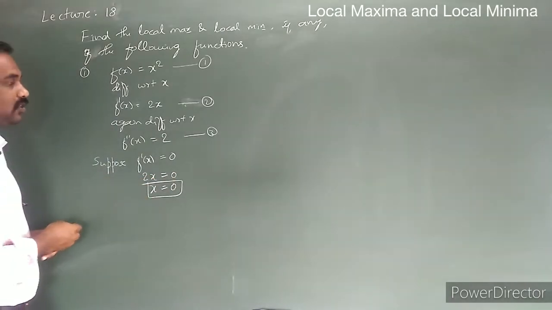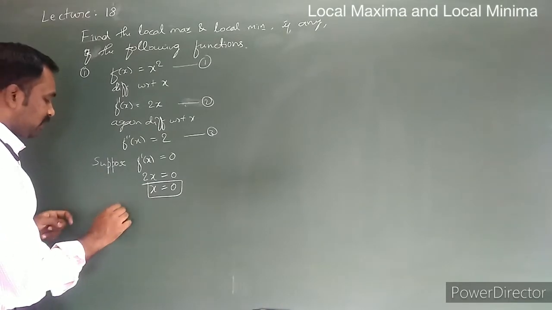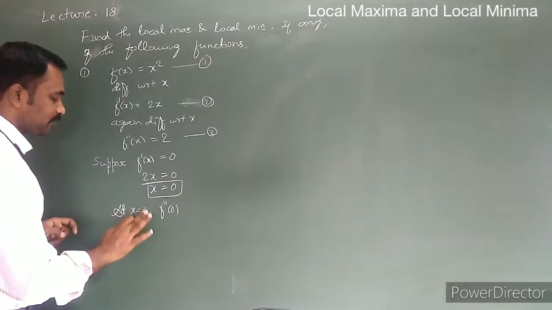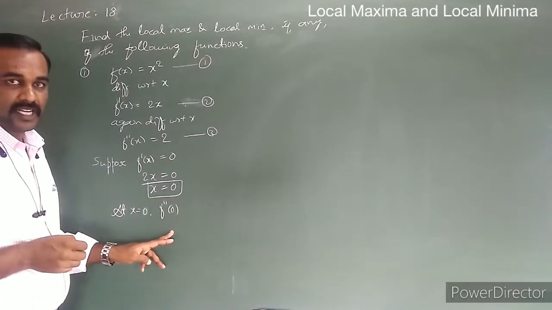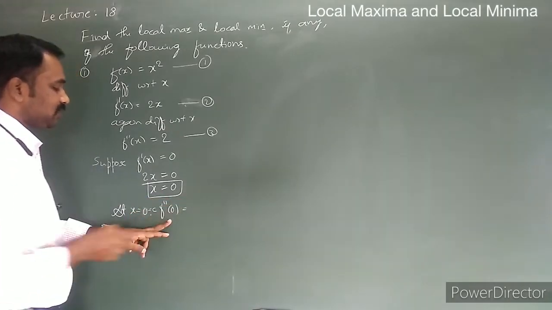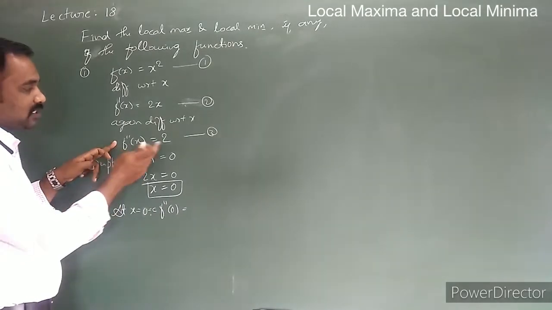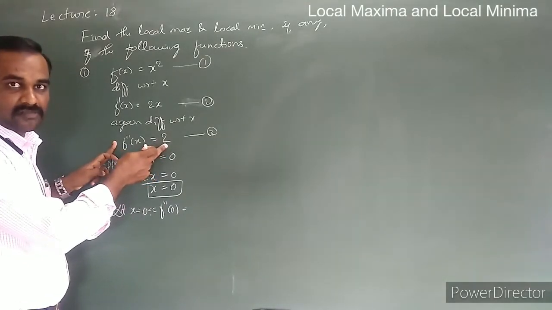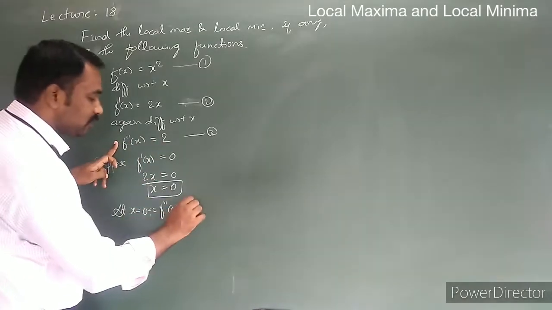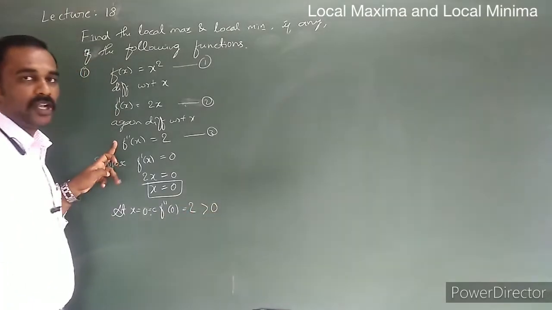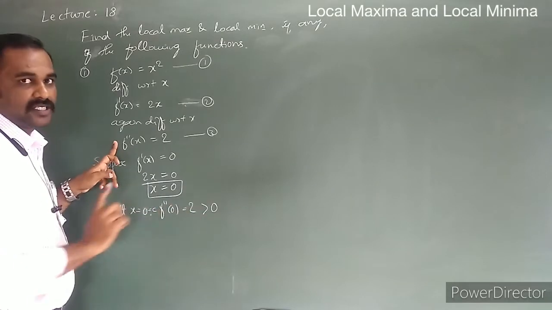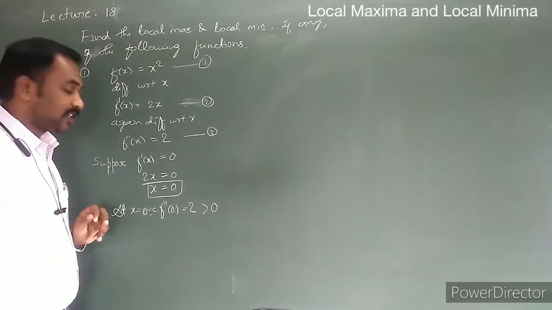At x equal to 0, what is f double dash of x, or f double dash of c? The c value is 0. f double dash of c is 2, the right-hand side is independent of x, a constant term. Whatever the x value, it is always positive because it is a constant function. So it is 2, a positive value. We need only whether it is positive or negative, no need to get the value. Very carefully you have to calculate it.